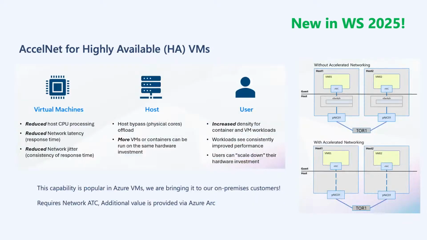The next feature I want to talk about that's new in Windows Server 2025 is accelerated networking, or AccelNet, for highly available VMs. When you're using Azure Arc for servers on your cluster nodes, then you can use this feature and basically achieve a direct connection between a physical NIC and the vNIC on your VMs. This gives you acceleration because it bypasses the virtual switch. So it's one less layer.